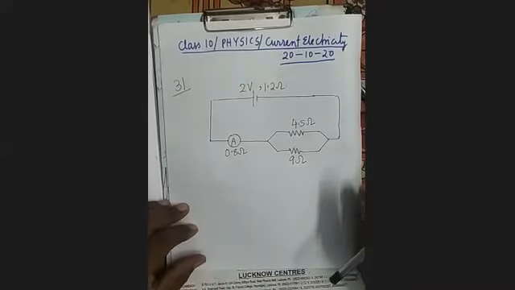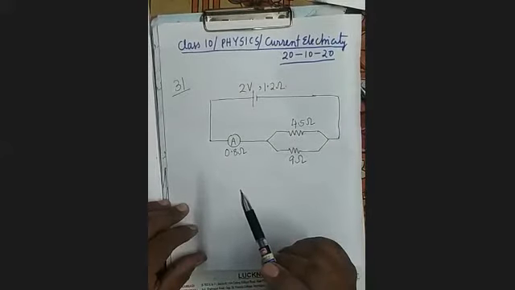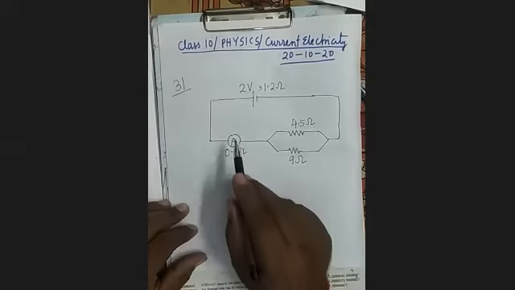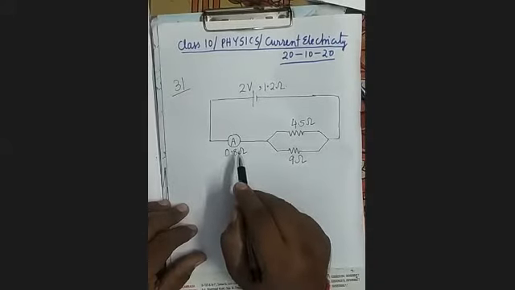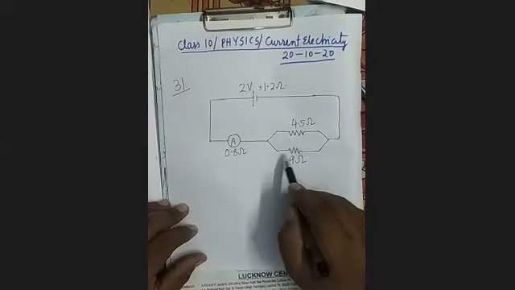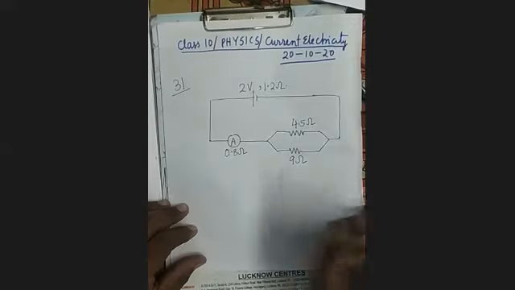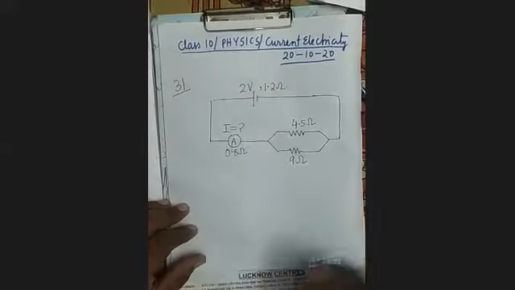Now see here, question number 31. A cell of EMF 2 volt and internal resistance 1.2 ohm is connected to an ammeter. Ammeter क्या करता है? Current measure करता है. It measures the current and its resistance is 0.8 ohm, and two resistors 4.5 and 9 ohm are in parallel. You have to find the reading of the ammeter. Reading of the ammeter means you have to determine current. How will you determine current?